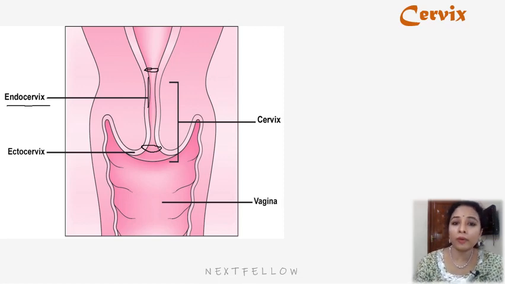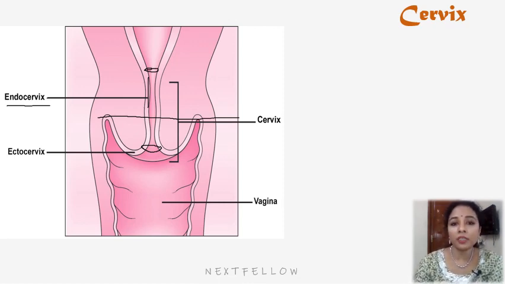The cervix is divided into a supravaginal portion, which is above the vaginal level, and from here to here in the drawing, this is the endocervix and this is the ectocervix. So the vaginal portion is the ectocervix, which protrudes into the vagina.